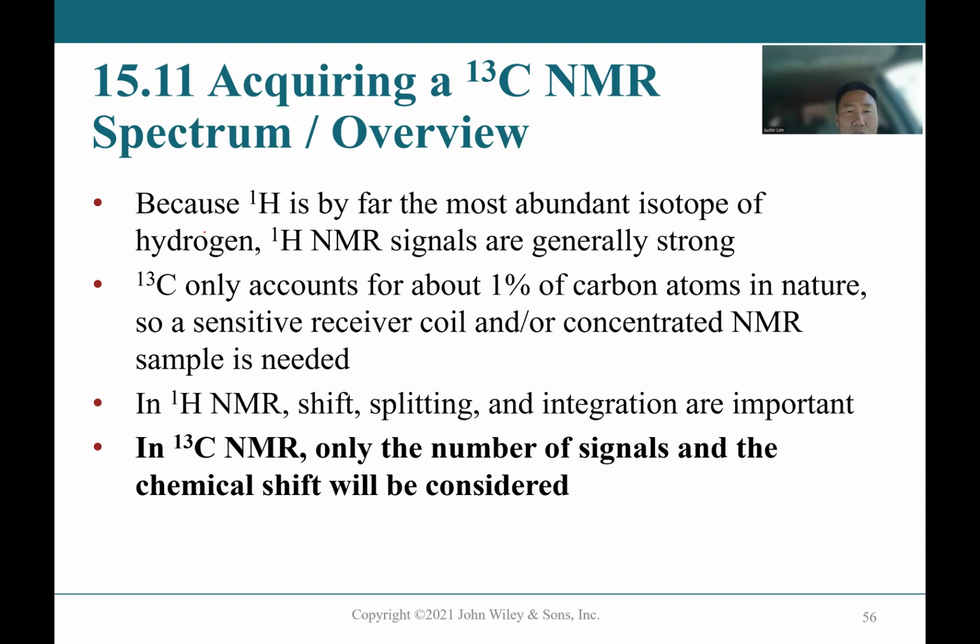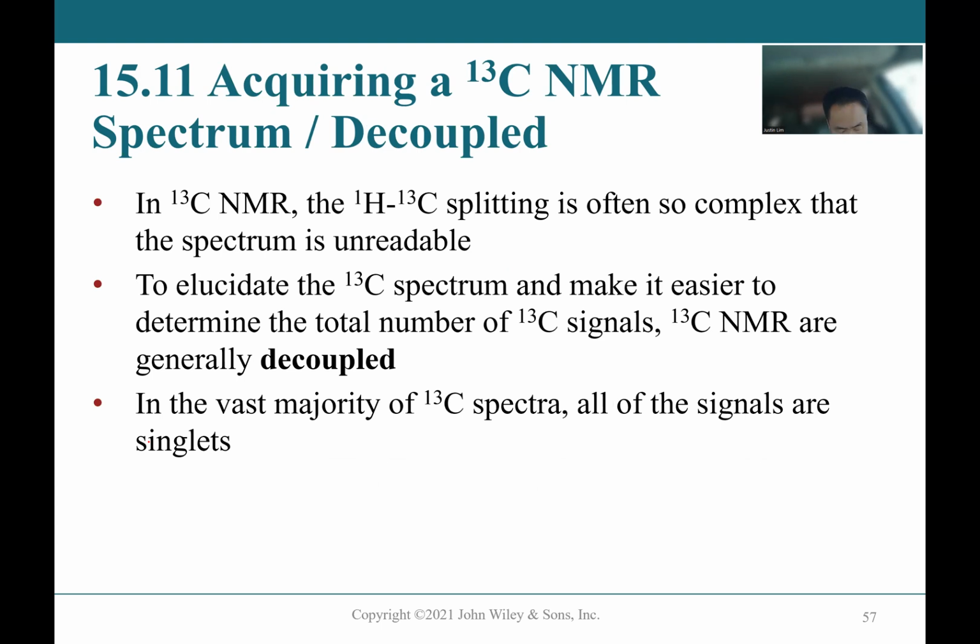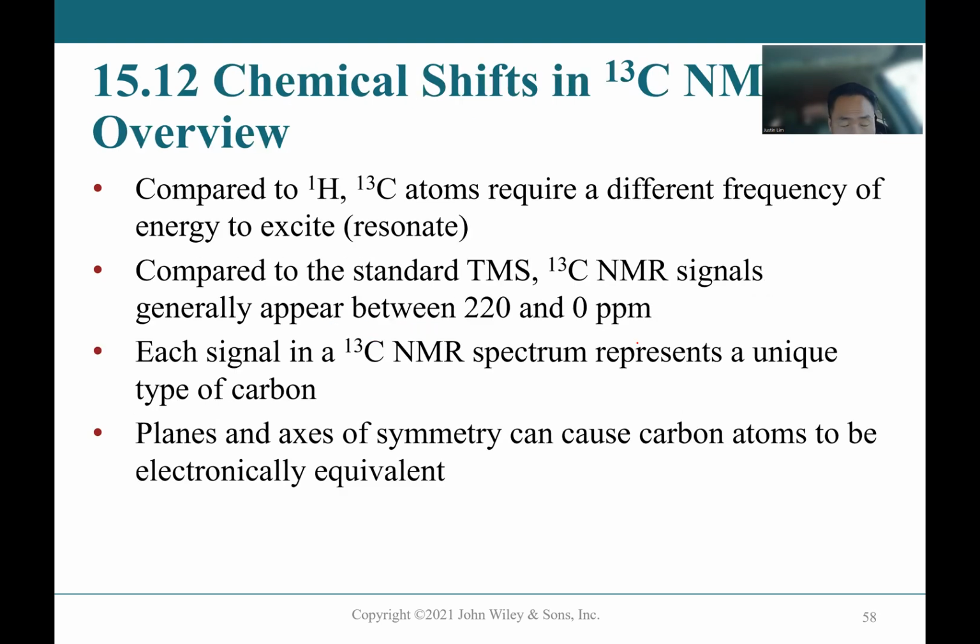So carbon-13 only accounts for about 1% of carbon atoms in nature. So a sensitive receiver coil and a concentrated NMR sample are needed. So in carbon-13 NMR, only the number of signals and the chemical shift will be considered. To make the carbon-13 spectrum easier to interpret and to determine the total number of signals, carbon-13 NMR spectra are generally decoupled. So we can see only singlets.